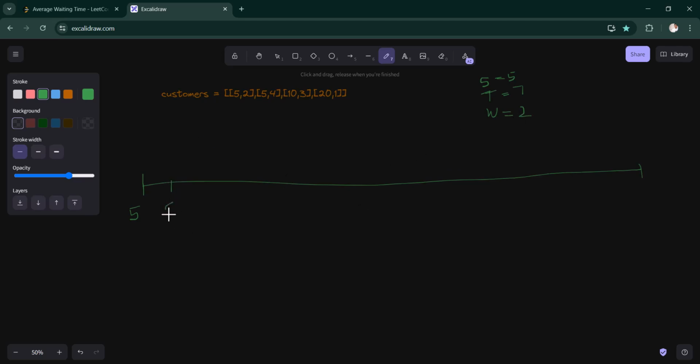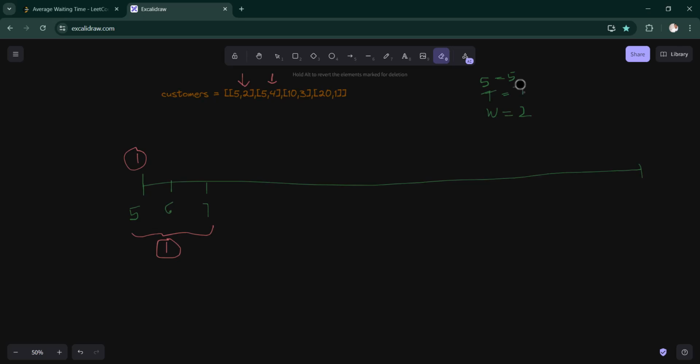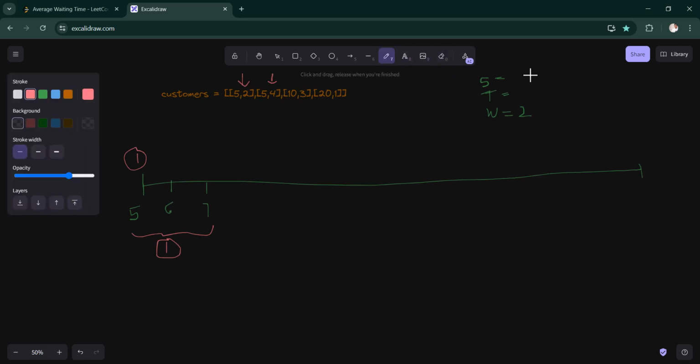So let's draw this: 5, 6, 7. The customer has arrived at this point and the order was prepared in this time frame. Now at what time will the chef start the next order? At 7. So the start time becomes 7. Now what is the total time it will take to prepare that order? It is 4. He started at 7 and it will take 4 units of time, so that is 11, so the total time is 11.